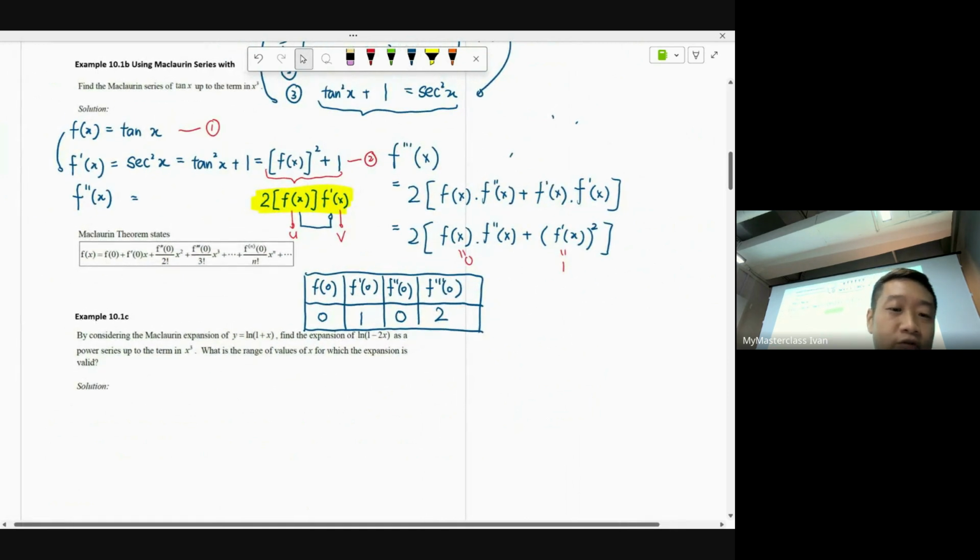So all you need to do now is apply the Maclaurin theorem, which is actually given. Which means that tangent x is equal to f(0), which is zero, no need to write, just x plus 2 over 3 factorial x cubed, which is x plus 1/3 x cubed. That's all.